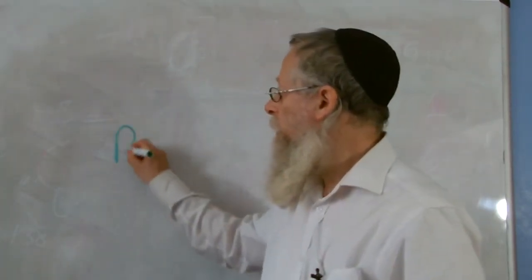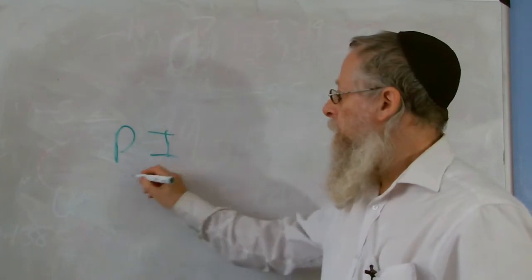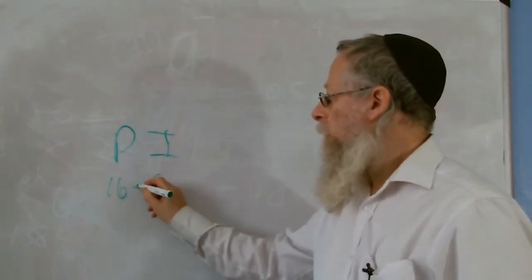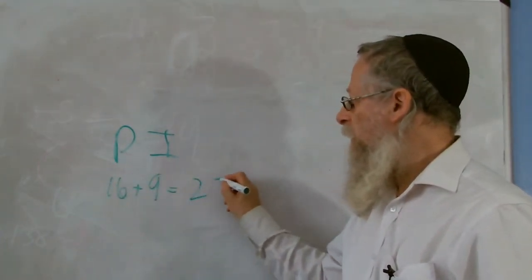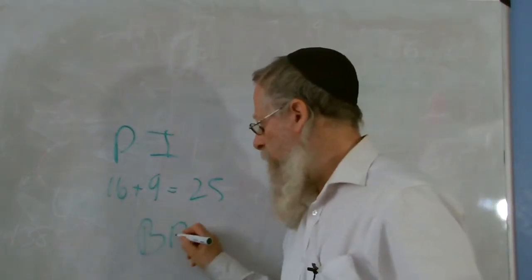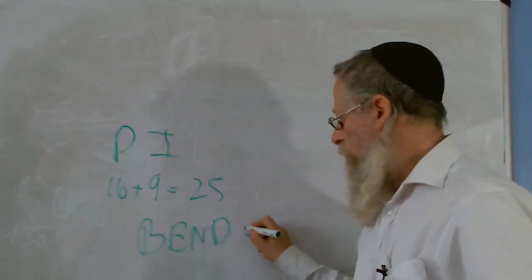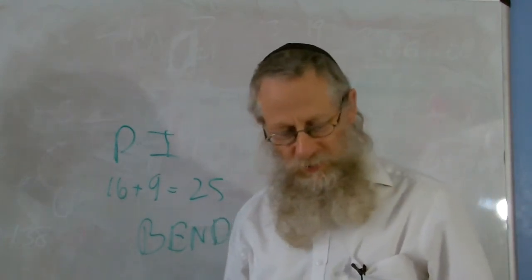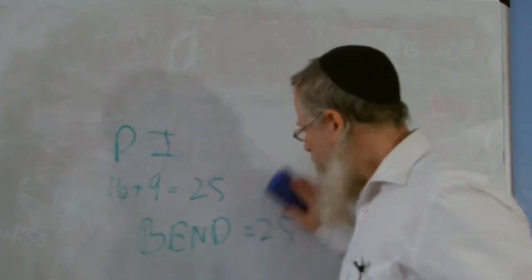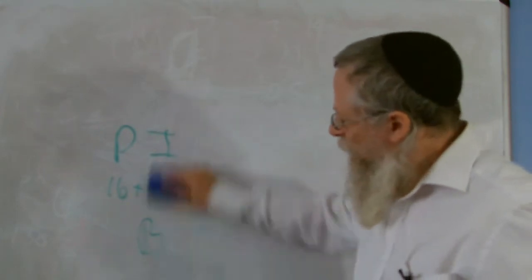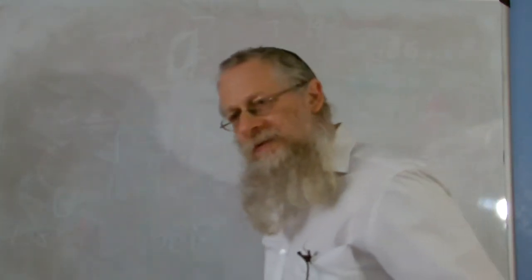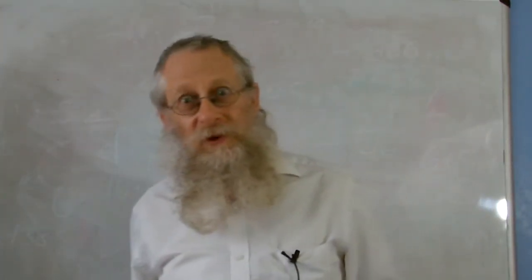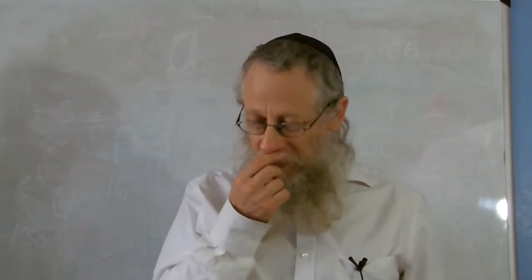So pi is 16 and 9. If I add those together, I get 25, and bend is 25, placement value. So pi is the number I call the power to bend, because without pi we would live in a sort of two-dimensional world. Not even that, one-dimensional, a line.